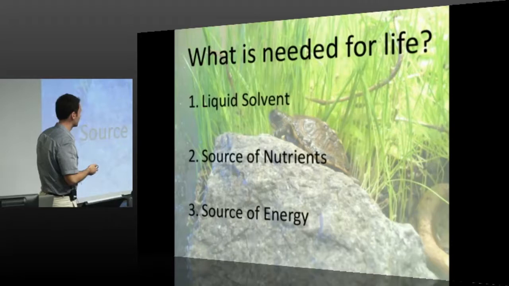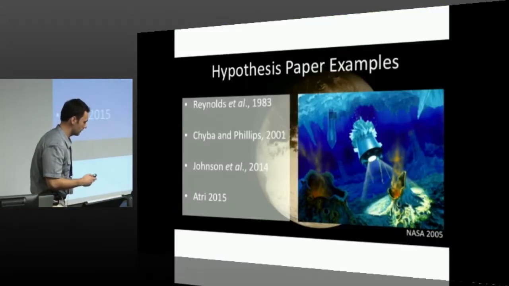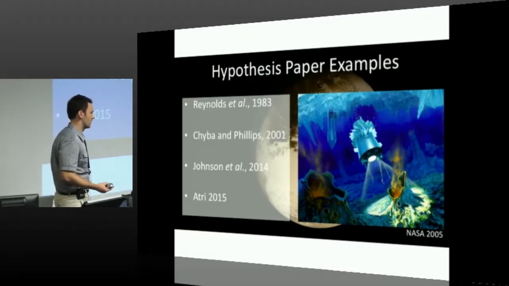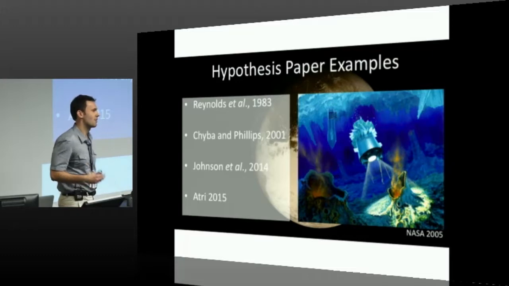So definitely a source of energy to power life. And then our group was the energy group. We discussed how life might utilize beta decay or particle radiation from planetary magnetospheres. And one of our advisors came up to us and said, hey, you guys should write a hypothesis paper about this. And so what's a hypothesis paper?